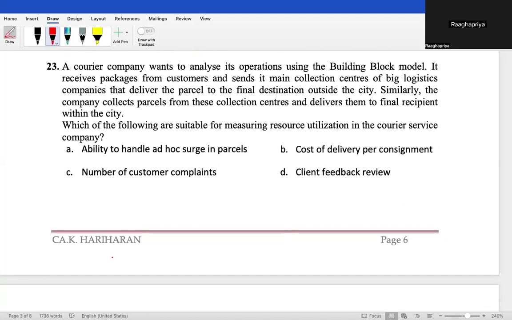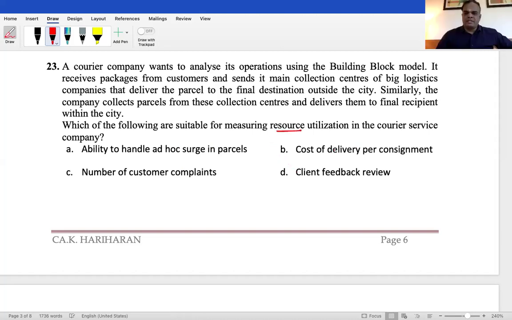Question 23. A courier company wants to analyze its operations using the building block model. It receives packages from customers and sends them to main collection centers of big logistic companies that deliver the parcel to the final destination outside the city. Similarly, the company collects parcels from these collection centers and delivers them to the final recipient within the city. Which of the following are suitable for measuring resource utilization in the courier service company? Option A, ability to handle ad hoc search in parcels. Option B, cost of delivery per consignment. Option C, number of customer complaints. And option D, client feedback review.